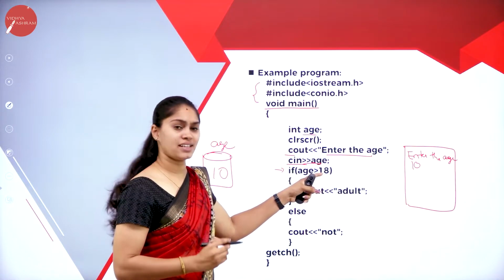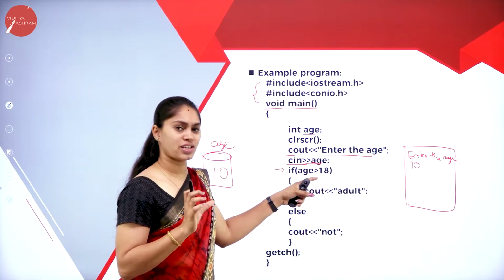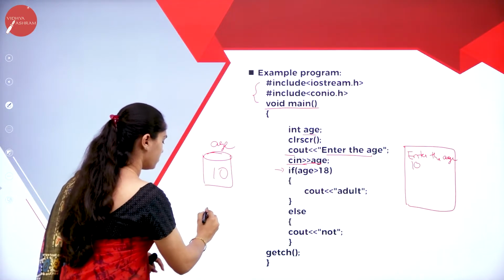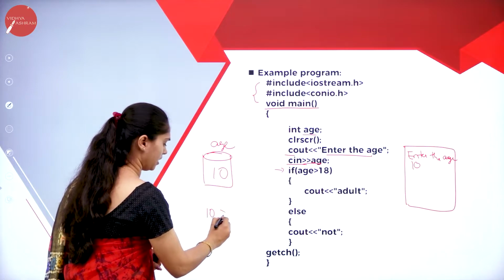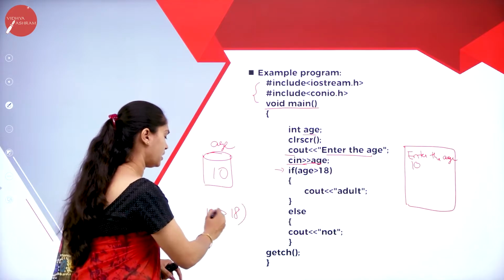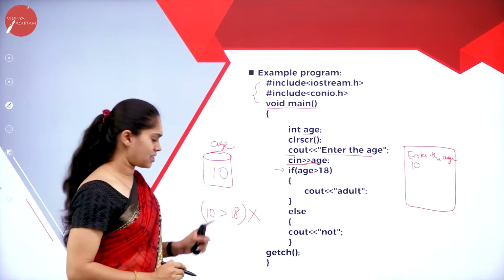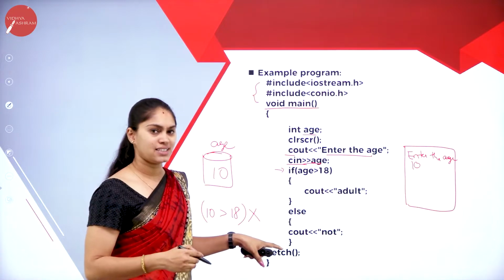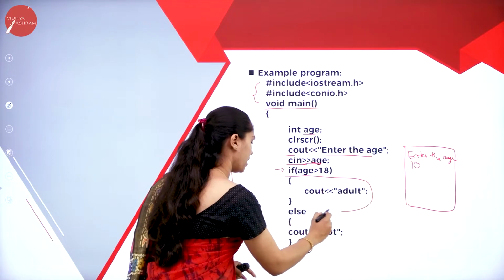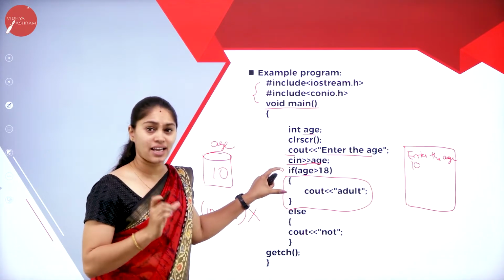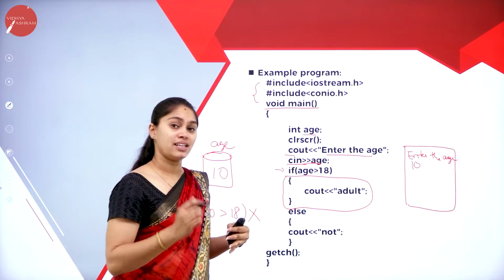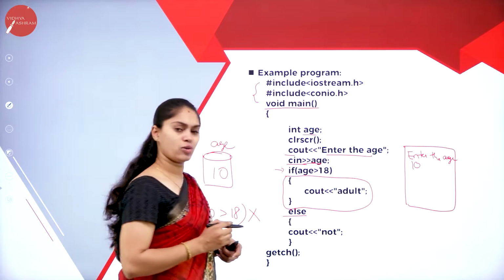If age is greater than 18, now I have to evaluate the condition. What is the value of age? I have taken 10. Is 10 greater than 18? Whether it is true or false? It is false, because 10 is not greater than 18. It is lesser than 18. So this set of statements will not be executed, because this is the if part. If the condition becomes false, which part needs to be executed? That is the else part, so the else part will execute.